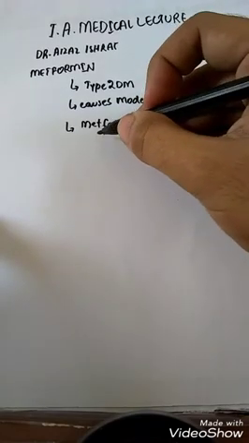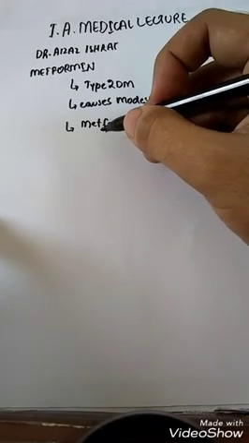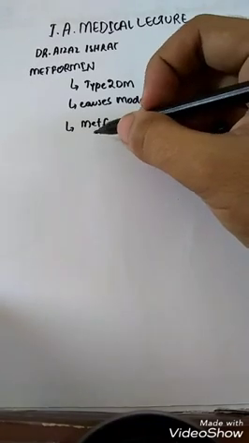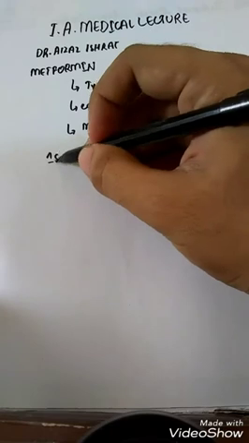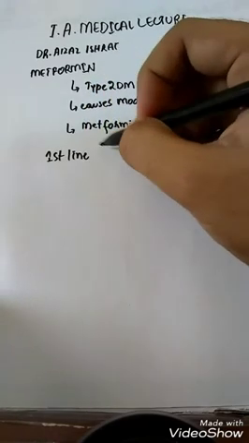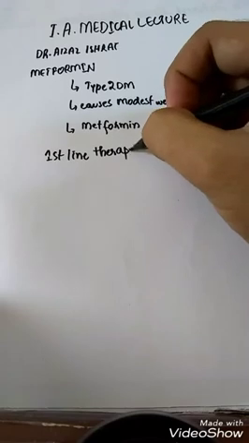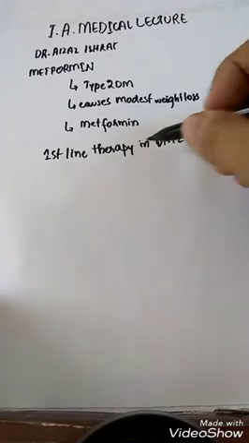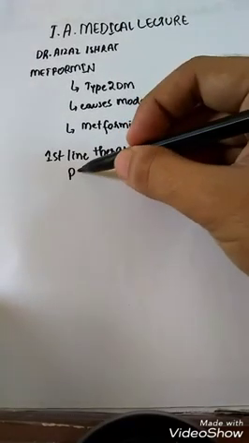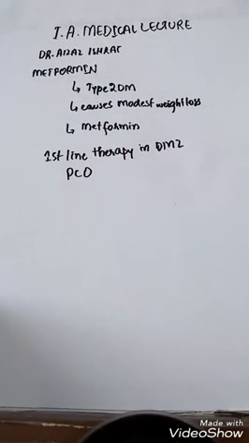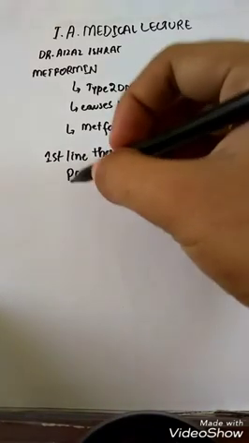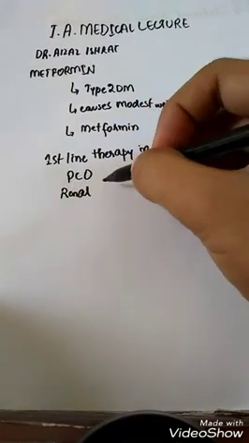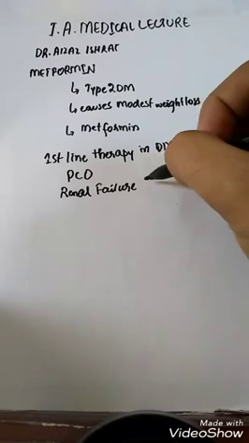So what drug requires the beta islet cell function? It is sulfonylurea. Yes, and we know that it is first line therapy in diabetes mellitus type 2. These days metformin is used in PCO. And what else? We cannot use this drug in a renal failure patient.